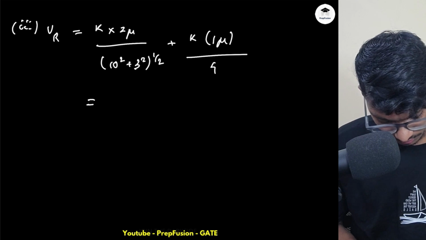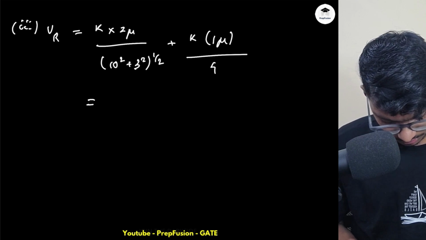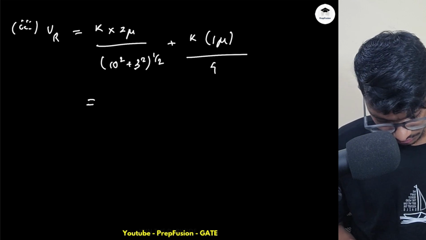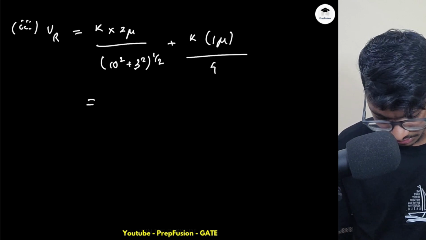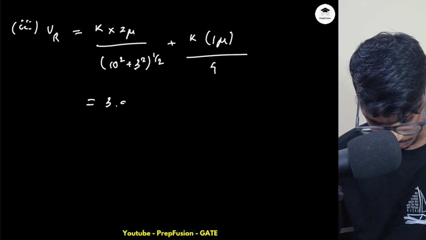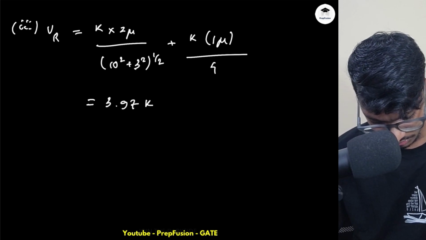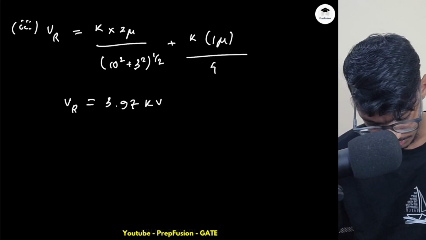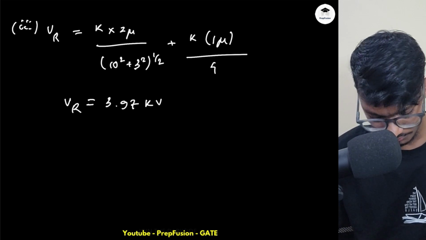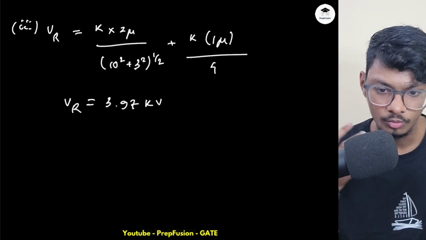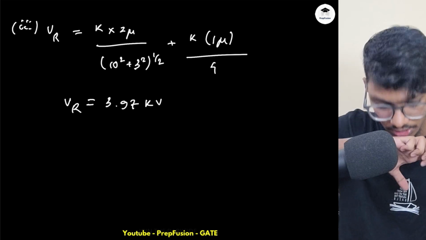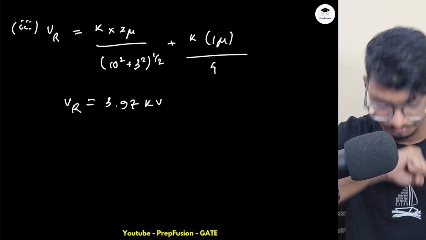Okay, I did one thing wrong, I think. 9 plus 100 whole under root into 2 plus 0.25, okay, into 9. This comes out to be lowest. So this comes out to be 3.97 kilovolt. This is my potential at R. So I hope you understood how we compute these potentials.